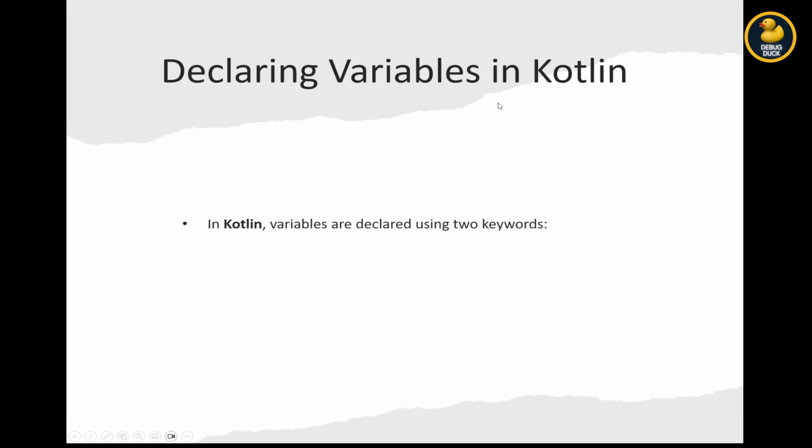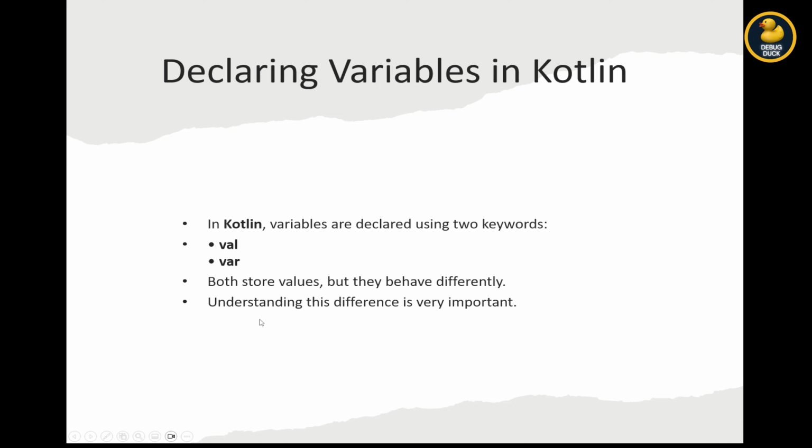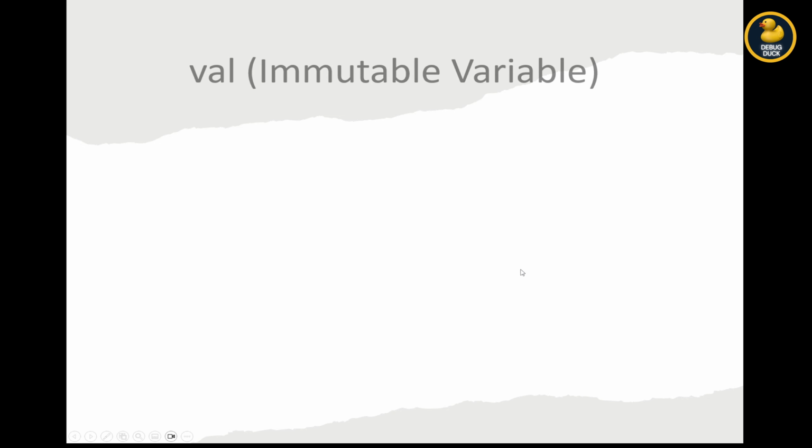Declaring variables in Kotlin. In Kotlin, variables are declared using two keywords, val and var. Both store values, but they behave differently. Understanding this difference is very important.